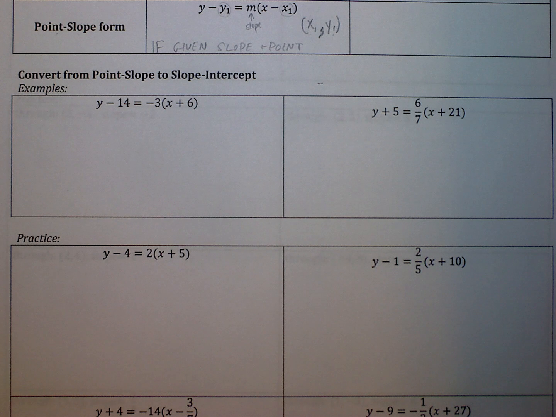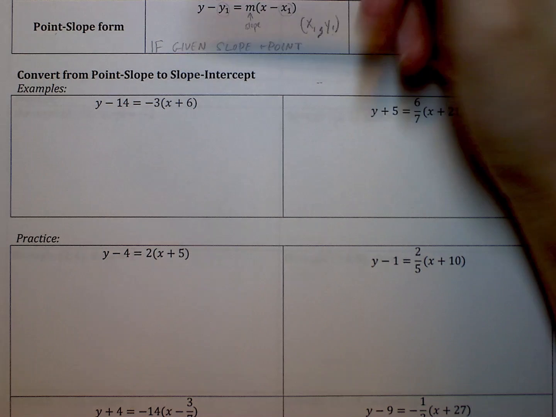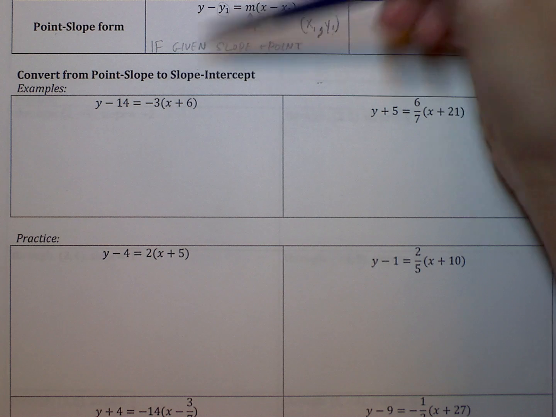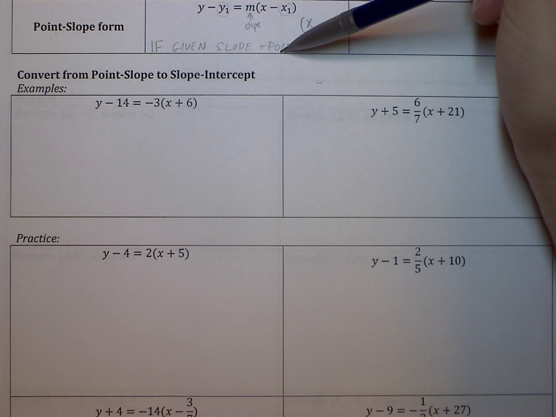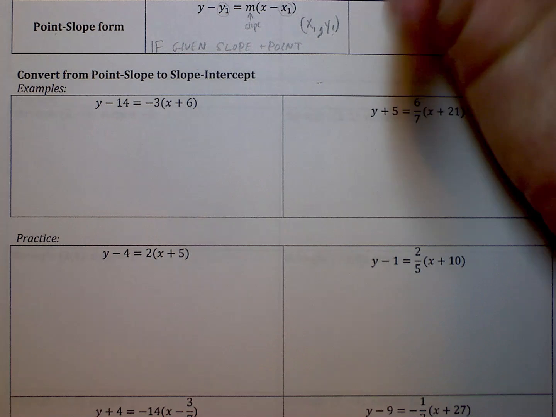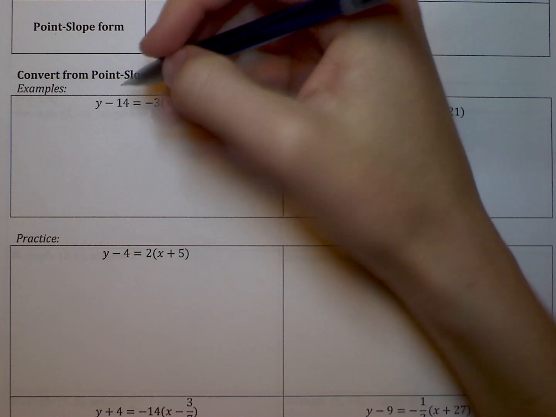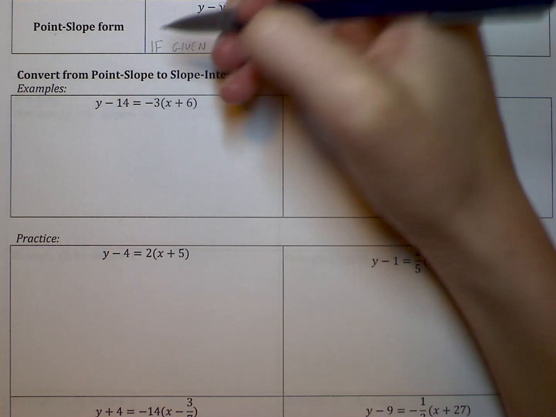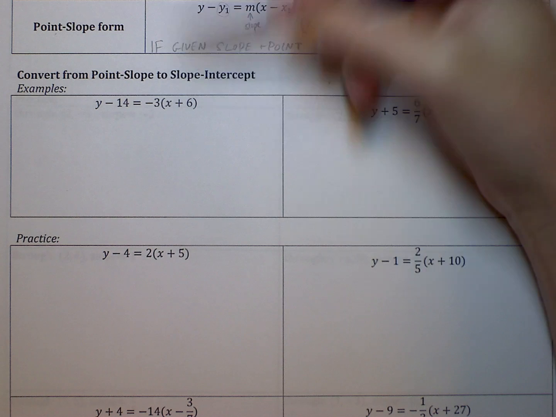One thing that's convenient about point-slope form is that it's really easy to convert from point-slope to slope-intercept. So if you're given a slope and a point, you can just write it in point-slope form and then convert it to slope-intercept, because there's very little work to do in order to make that conversion. So if I want this in slope-intercept form, let's think about what I need.